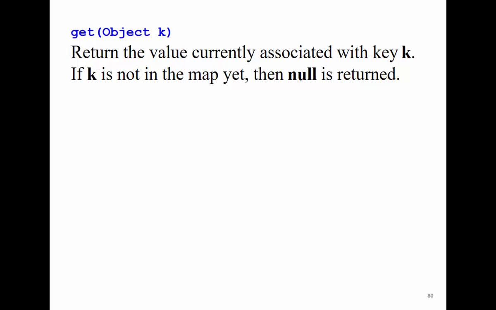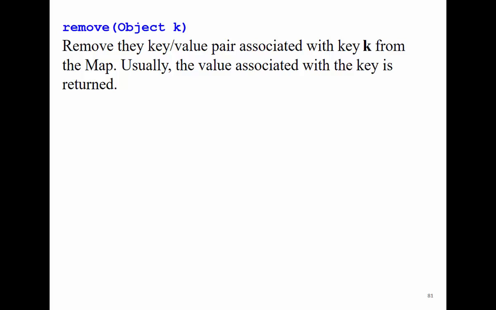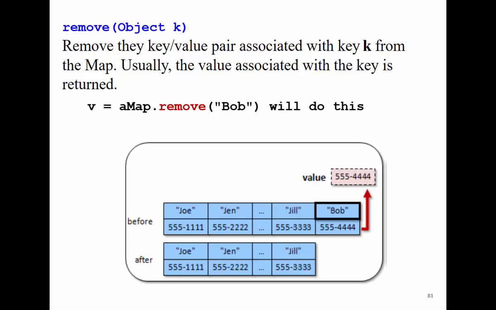You can remove the key. You can go and search for a particular key and remove it. It will return the value for that key. You can ask to remove an object, so we look for the object and remove the key and the value pair associated with the key from the map, and usually we return the associated value. So you can see here we're removing the pop value from the map.